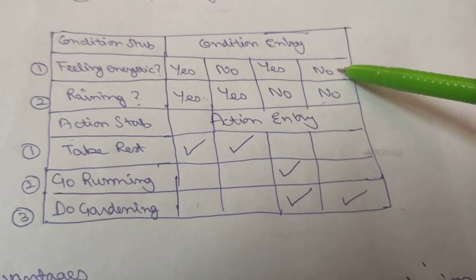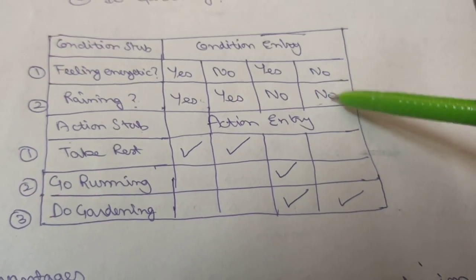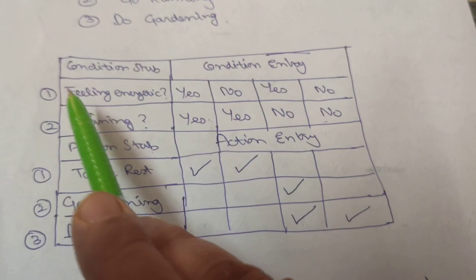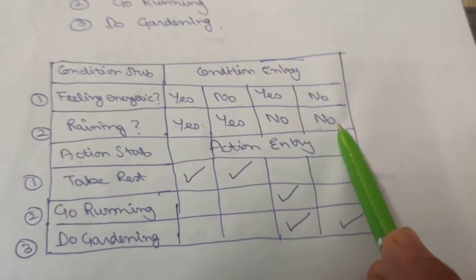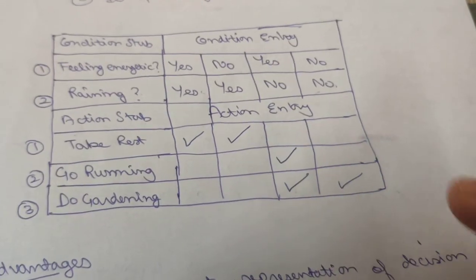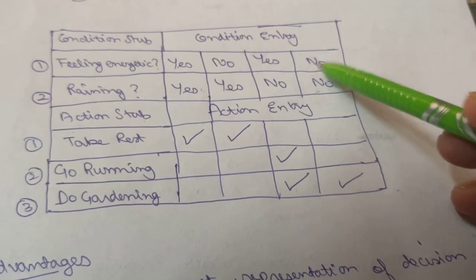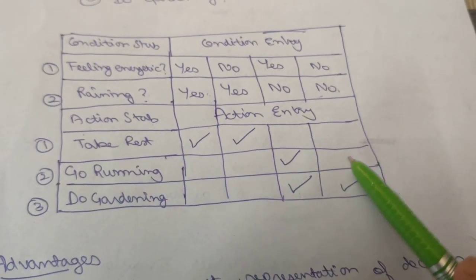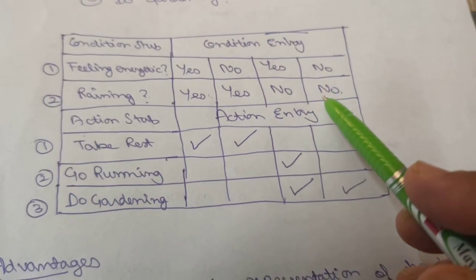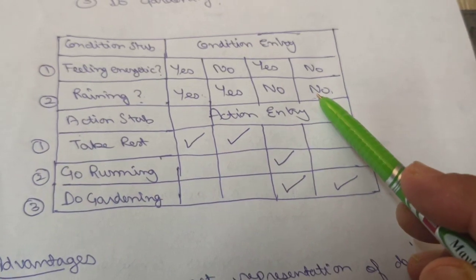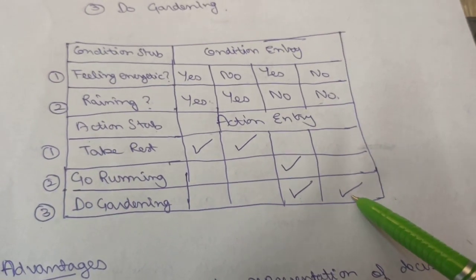And finally you see that the condition entry is no no. That is, the person is not feeling energetic and it is also not raining outside. In this case, since he is not feeling energetic, the go running option is not possible. The only option possible is to do gardening, because it is not raining outside, so he can do gardening, as that does not require a lot of energy.